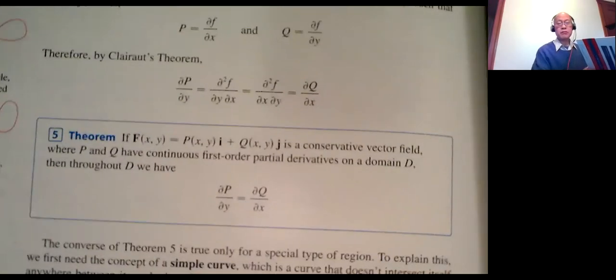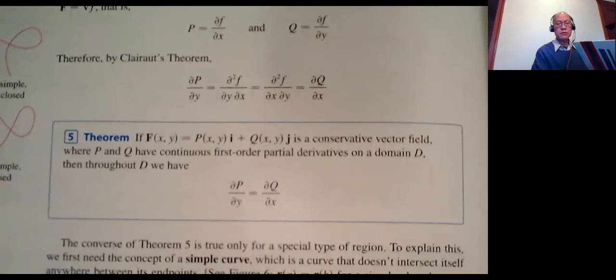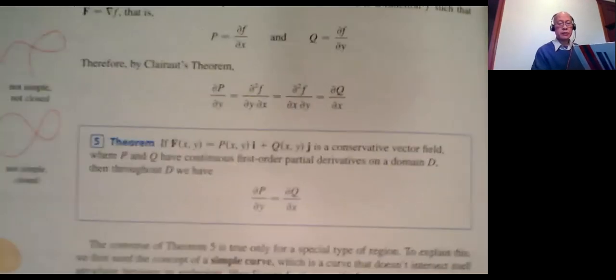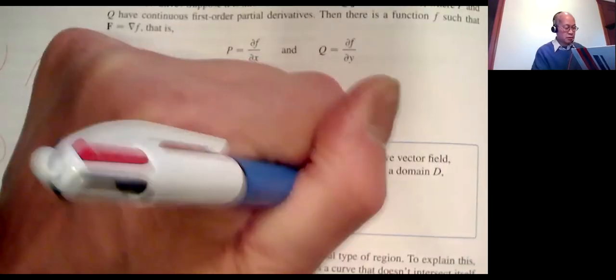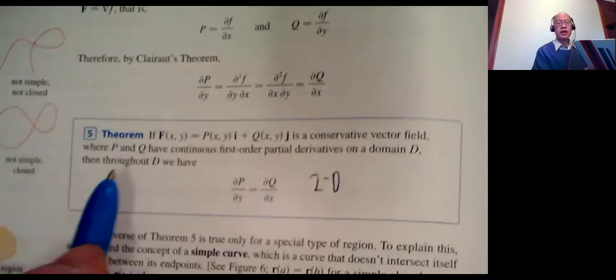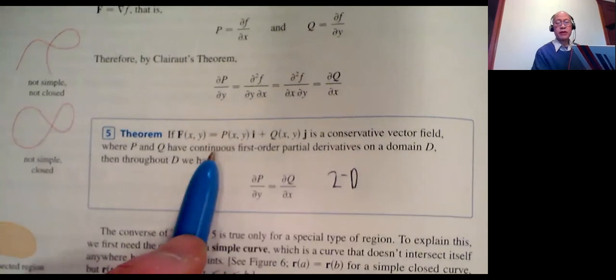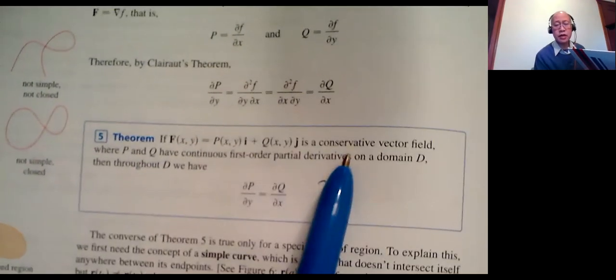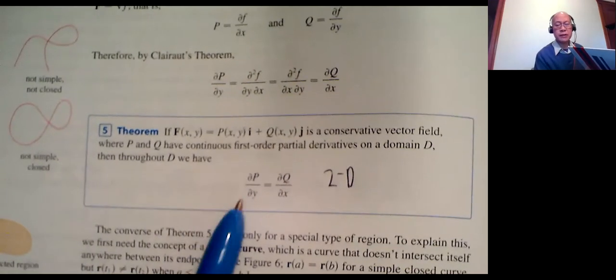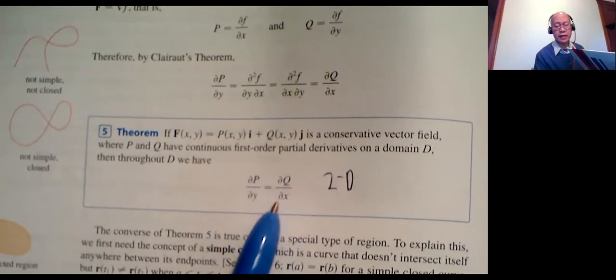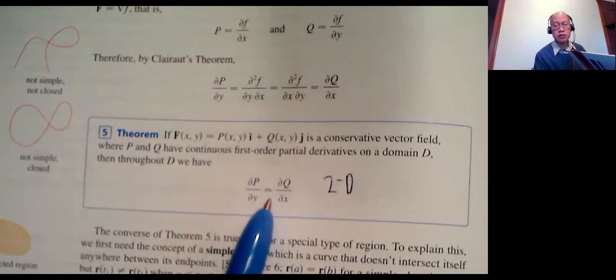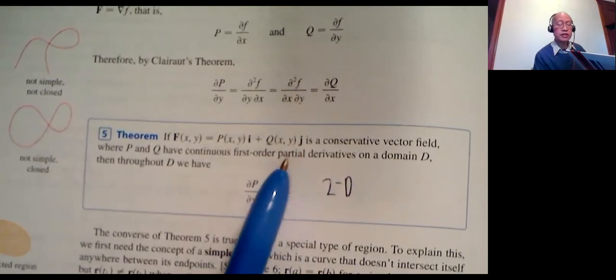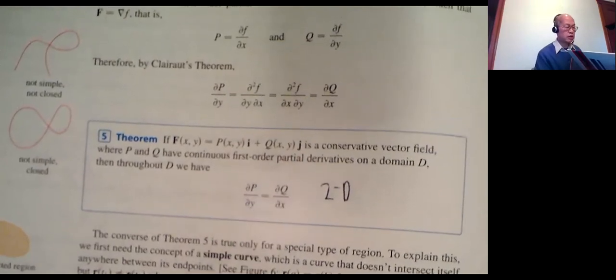Okay, so the 2-dimensional flavor is much easier than the 3-dimensional one. Page 1090. Put this on your next cheat sheet. Okay, so this is 2-dimensional. Maybe I'll put down 2D here for emphasis. Okay, F is P, Q, P of x,y, Q of x,y. If you have a conservative vector field, then this is true. The partial of P with respect to y is equal to the partial of Q with respect to x. So if this is true, you have a conservative vector field. If it's not true, you do not have a conservative vector field.